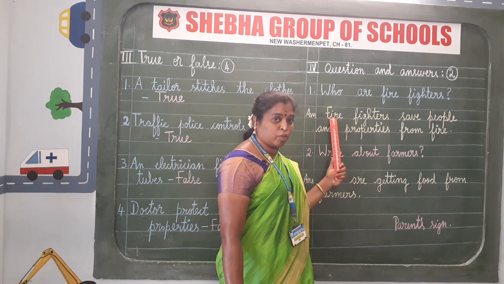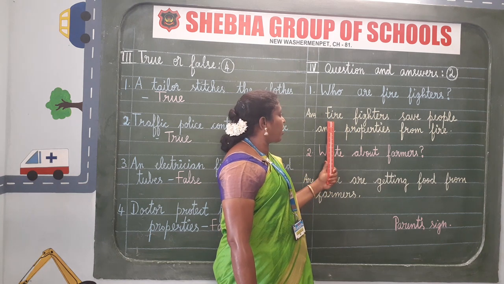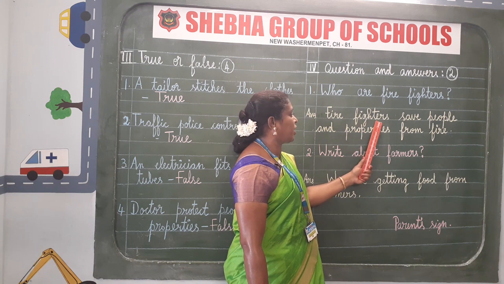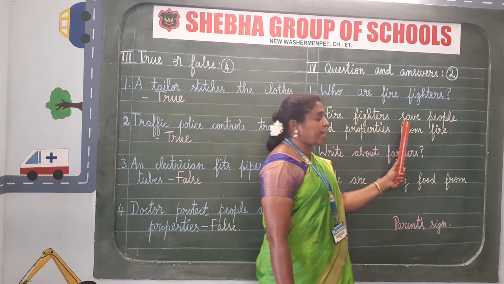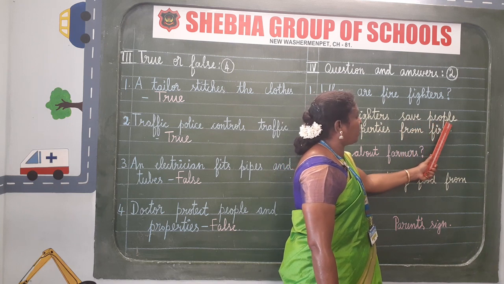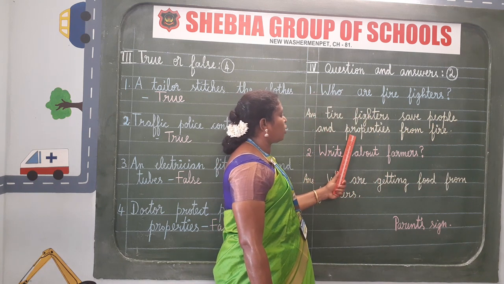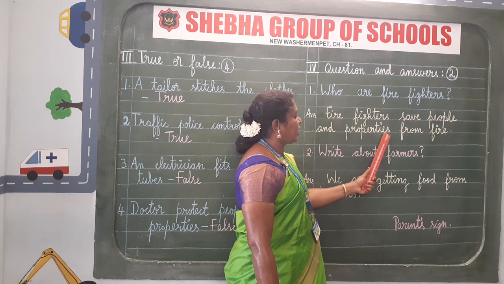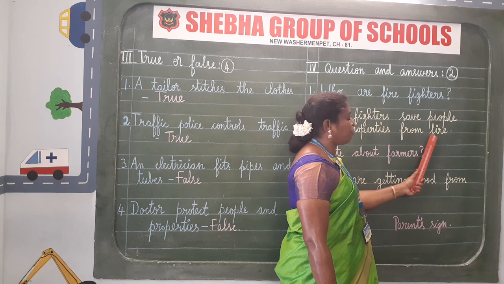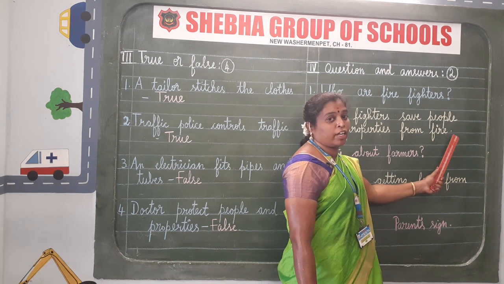Okay, children, now I am going to spell the word. Spell the word with me, children. F-I-R-E, fire. F-I-G-H-T-E-R-S, fighters. Save. S-A-V-E, save. People. P-E-O-P-L-E, people. And. P-R-O-P-E-R-T-I-E-S, properties. From. F-R-O-M, from. Fire. F-I-R-E, fire. End the sentence with a full stop.